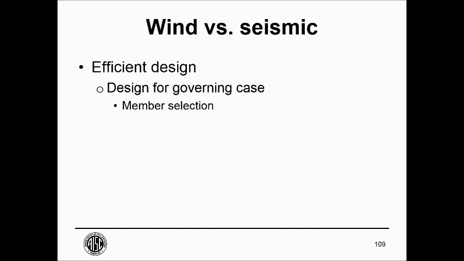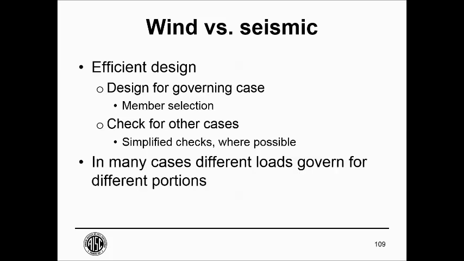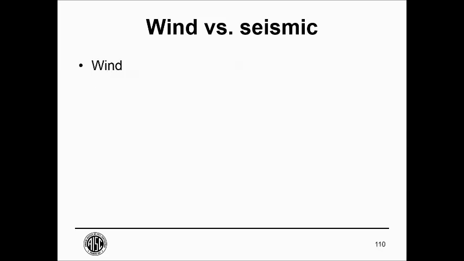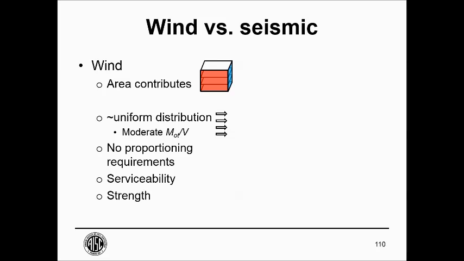Okay, wind versus seismic. As always, we want to design for the governing case and then check everything else. In many cases, different loads govern for different portions. Light cladding is often wind governed, heavy cladding often seismic governed, despite what the base shear says. So for wind, we could have different base shears depending on the exposed area. We've got more or less a uniform distribution, at least compared to seismic, and a moderate overturning compared to base shear. And there's no particular proportioning requirement. There is often a serviceability concern, as well as a strength concern.